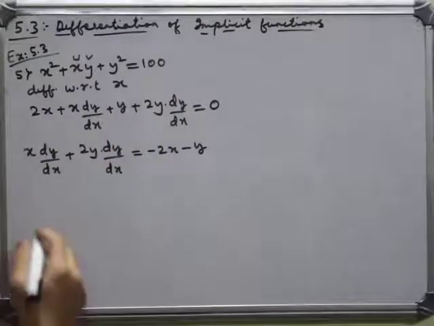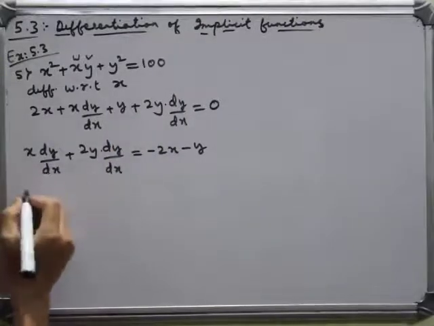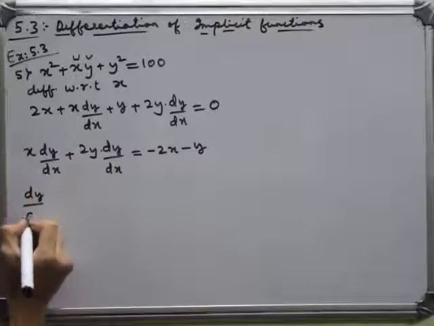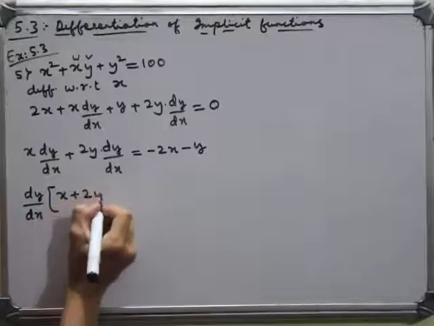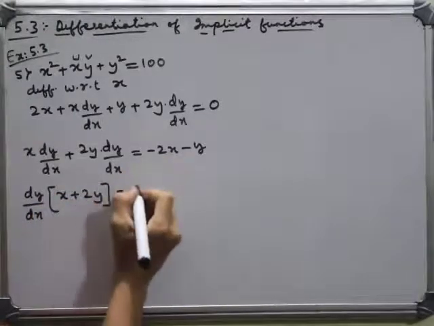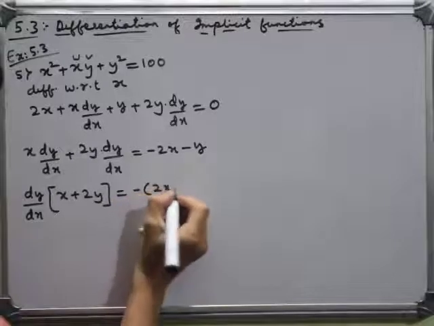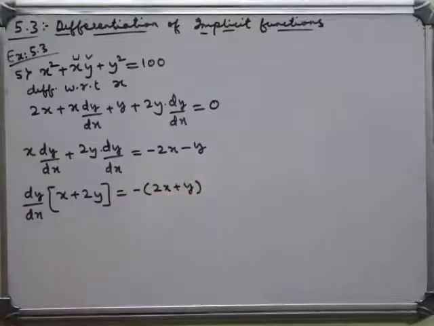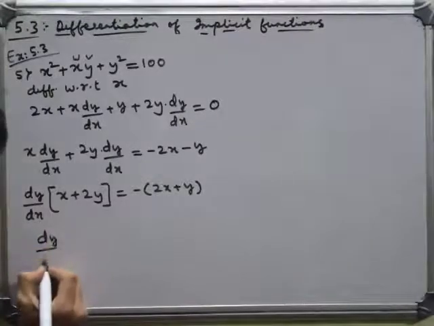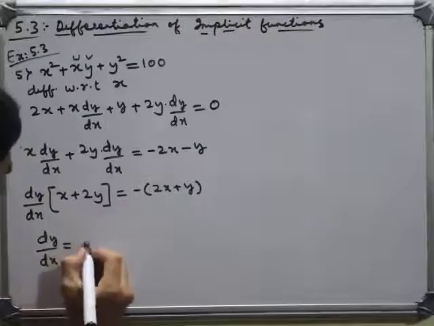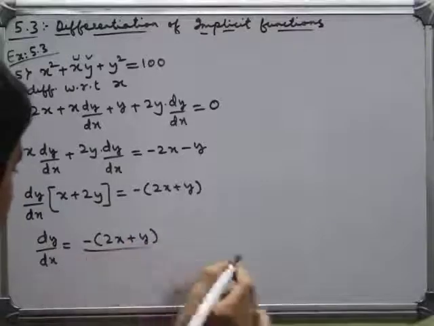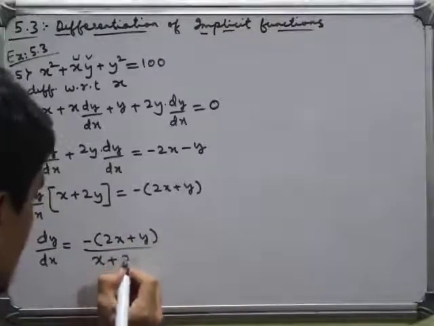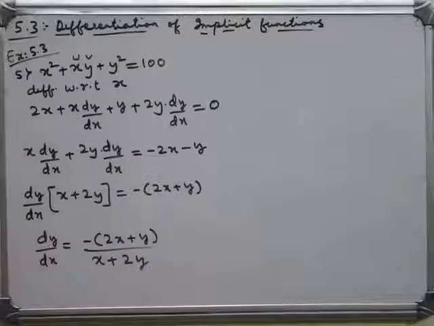I have just transposed. Next step, in these two terms take out dy by dx as common. So dy by dx into what is left out, x plus 2y is equal to, here I will take out minus sign. So this will become 2x plus y. Final answer, dy by dx is equal to minus of 2x plus y divided by x plus 2y. This is how you have to solve.